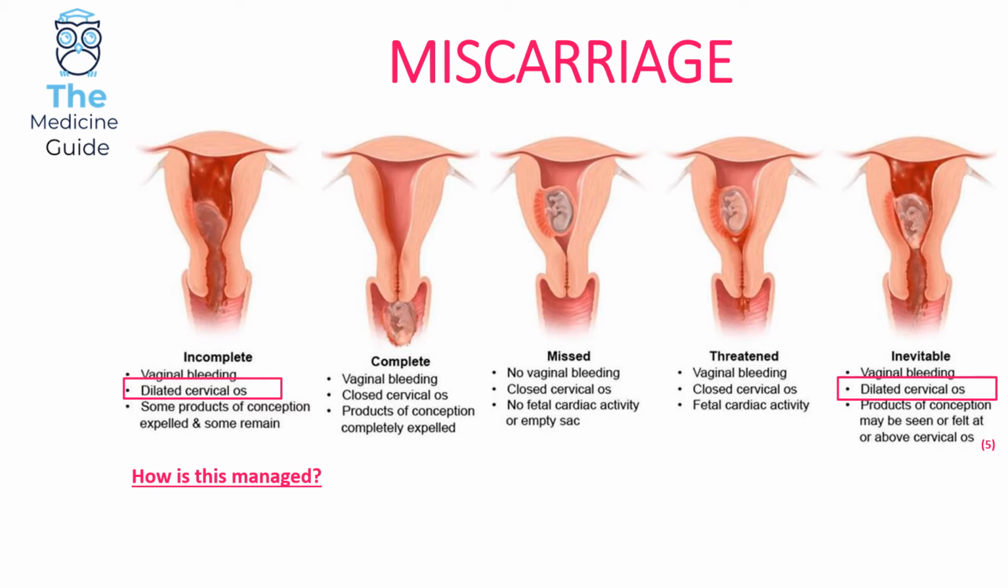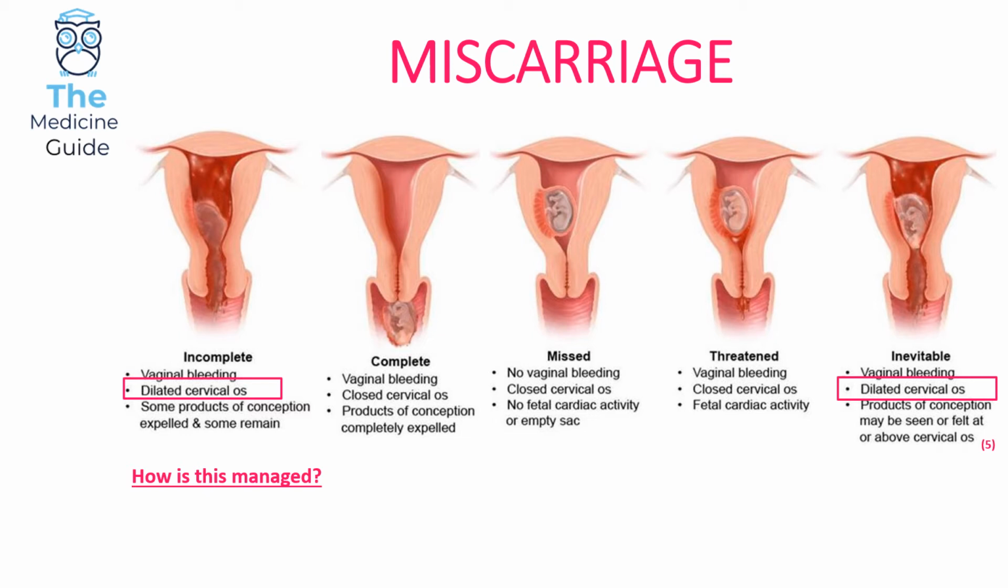And finally, we have a threatened miscarriage. So again, there is a closed cervical os, vaginal bleeding will be experienced, and fetal cardiac activity is present.